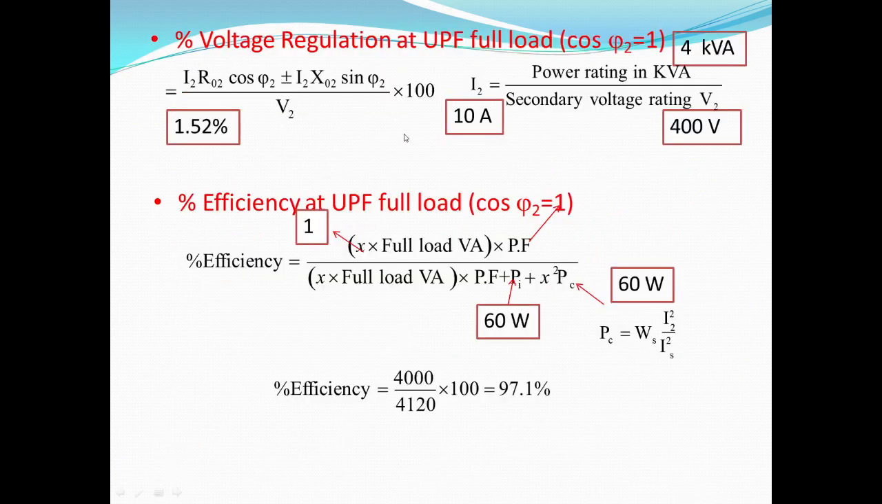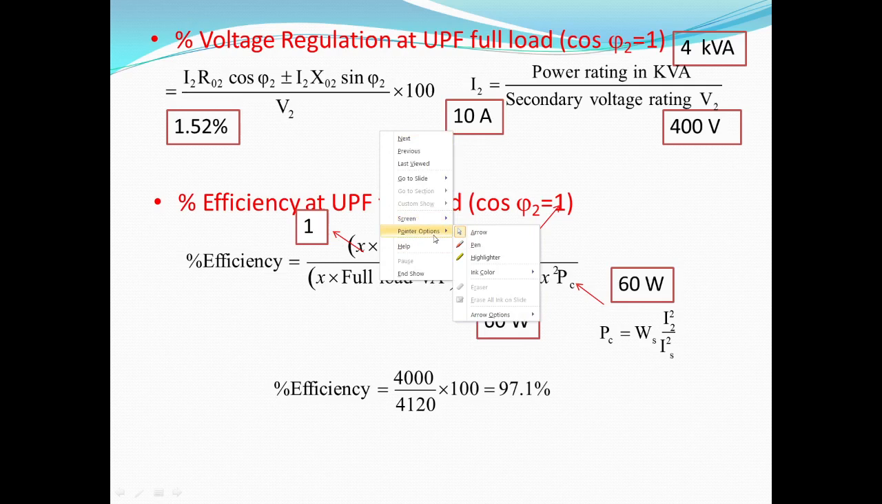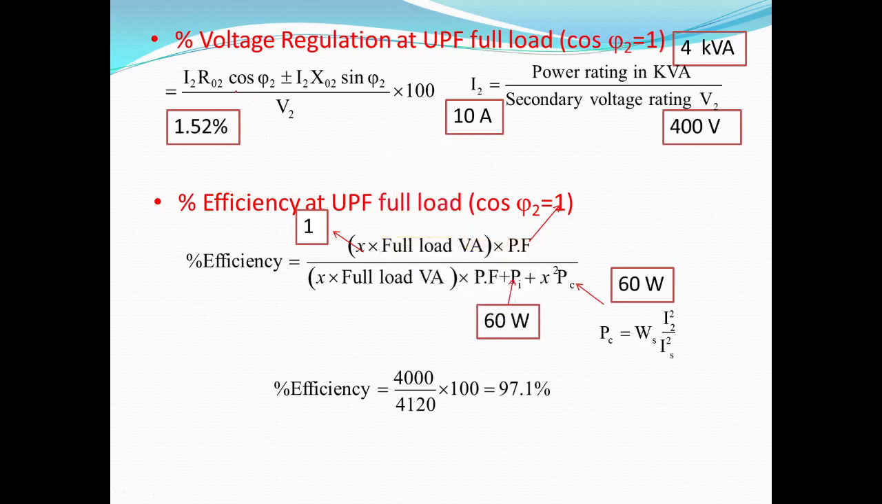So percentage regulation we will also determine with the help of this formula: I2 R2 cos phi 2 plus I2 X2 sin phi 2 upon V2 into 100. Substituting the corresponding values, we will get 1.52 percent. I2 is determined as 10 amperes, that is the power rating upon the volt ampere rating, so 4 kVA upon 400.